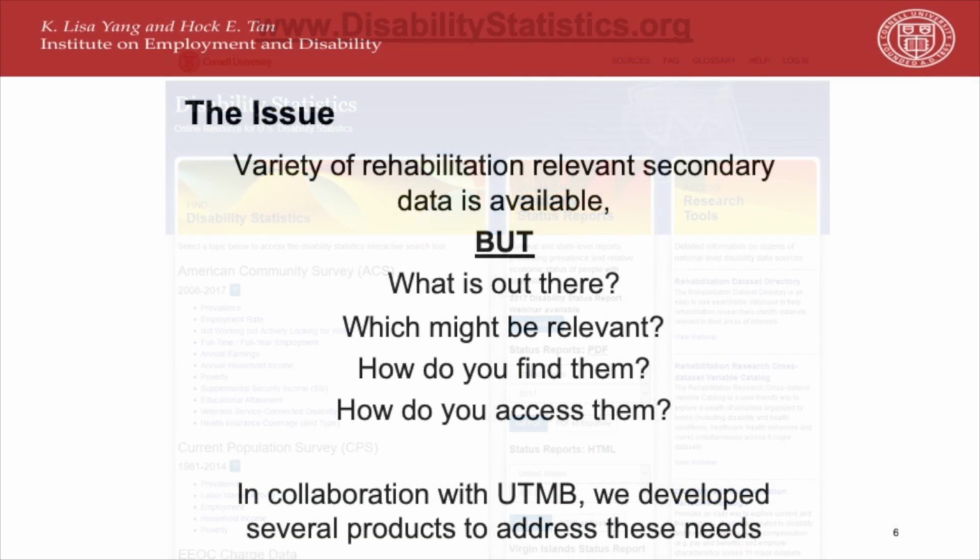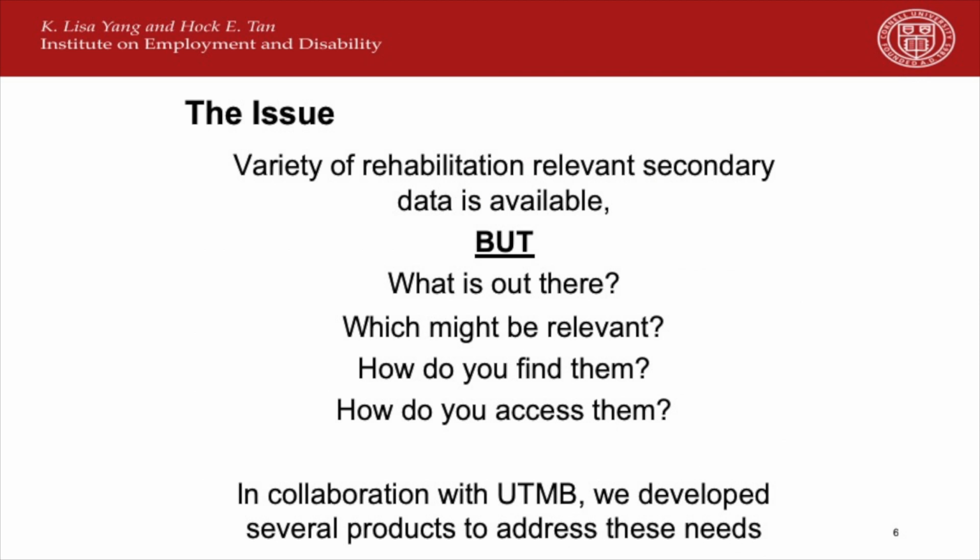So basically, when UTMB came to us, they were aware that there's lots of rehabilitation-relevant secondary data available, but it's hard to find. How do you find it? What's actually out there that might be relevant? Again, you can Google search it, but you end up with so many hits, or nothing at all, or nothing that's relevant. You have to dredge through it all. And then, how do you get to the data?